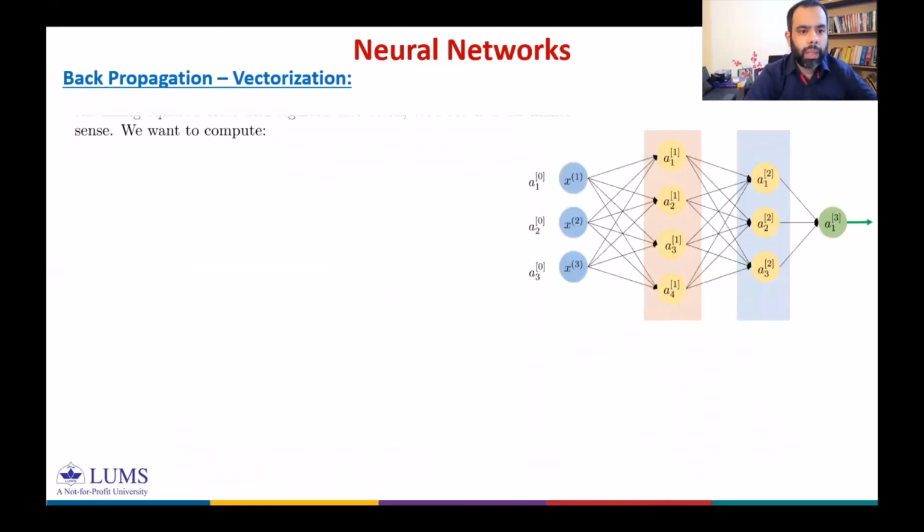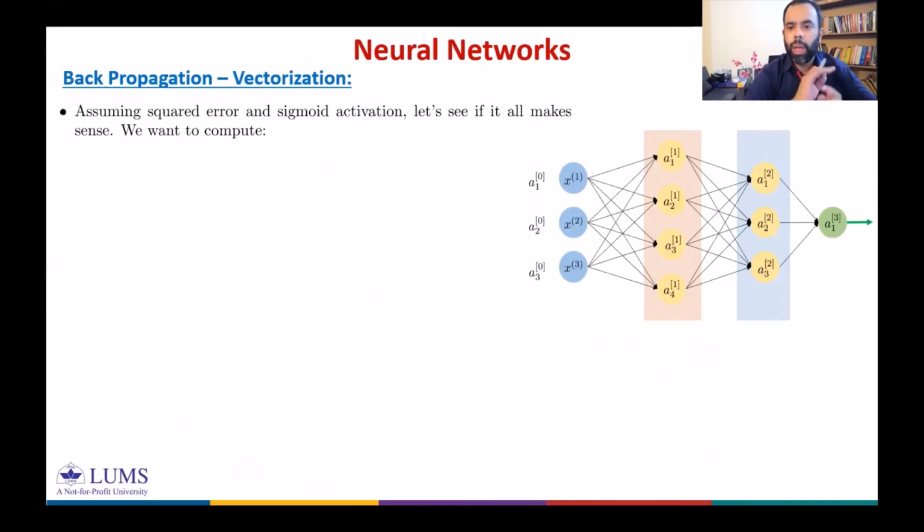Okay, let's see. We have a regression problem and we assume squared error and sigmoid activation function. And let's see if it all makes sense, and that the equations we have are consistent with respect to dimension of the problem. For example, we want to compute derivative of loss with respect to weight 1. And we know that this is given by derivative of loss with respect to Z1 times derivative of Z1 with respect to W1.